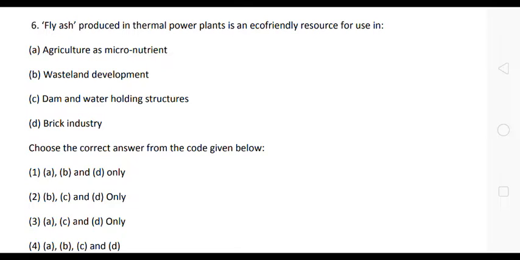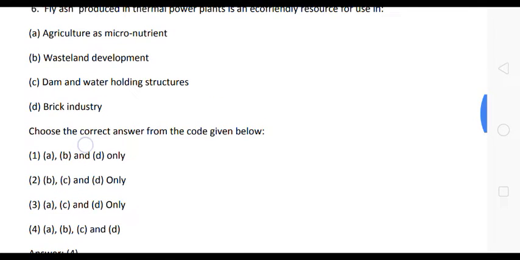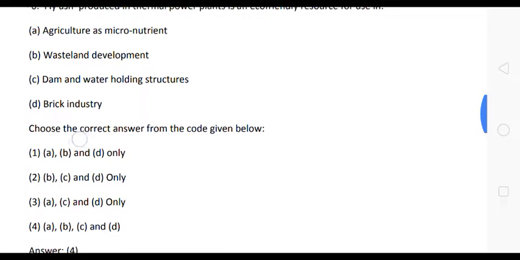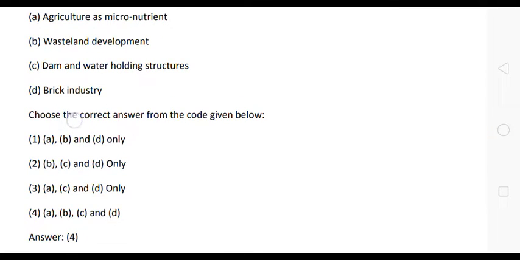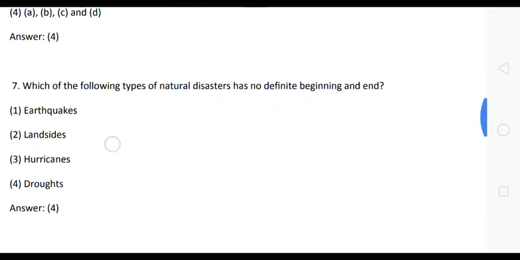Here, all 4 options are eco-friendly resources. So, all these options are correct answers. Option 4, A, B, C, D, all are correct. Option 4 is the correct answer. Okay friends, now let us see the next question.